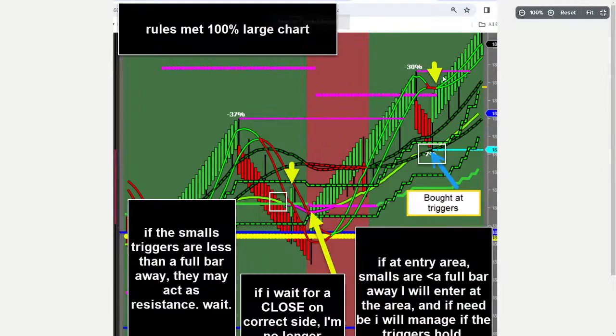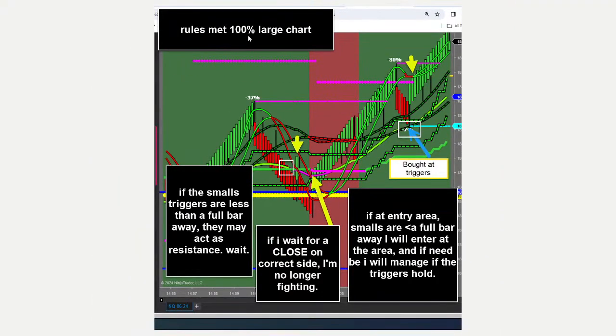picture for you. When the rules are met 100% on the large chart, and I can't stress this enough, when the rules are met 100% on the large chart, let me say it one more time. When the rules are met 100% on the large chart, there's two ways to enter on the small chart. The first one is if the small triggers are less than a full bar away when I reach my areas, I'm going to be patient and I'm going to look for an entry on the correct side of the triggers.